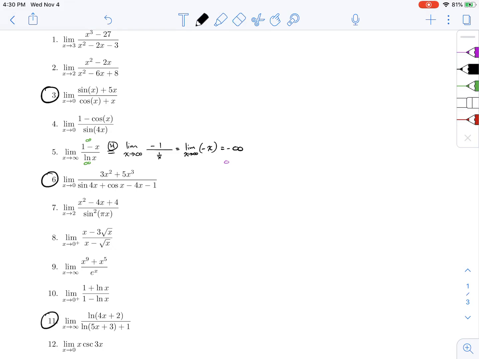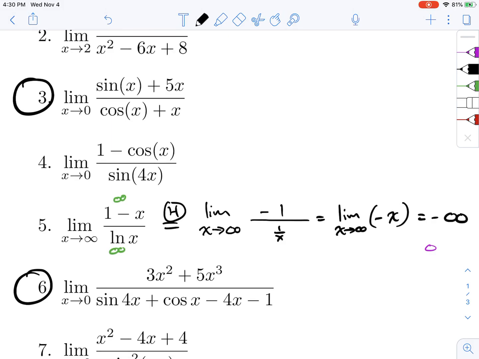On this one, if you plug in the 0, sine of 0 is 0. 5 times 0 is 0. Cosine of 0 is 1, and x is just 0. So what we get here is 0 on top and 1 on bottom. So my answer is just 0. So no L'Hopital's rule needed. I threw this one on here just to remind you, use L'Hopital's rule, but only when you have an indeterminate form.